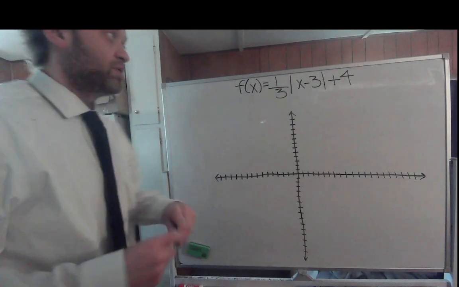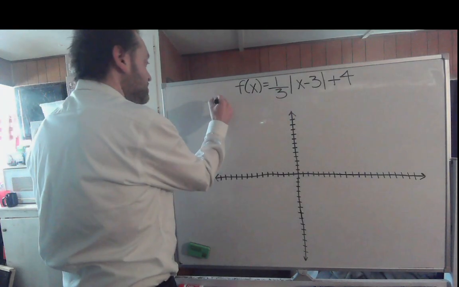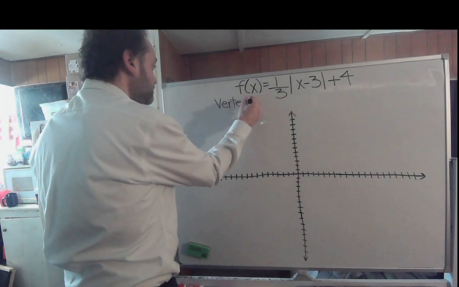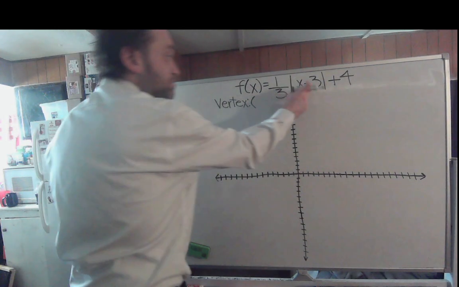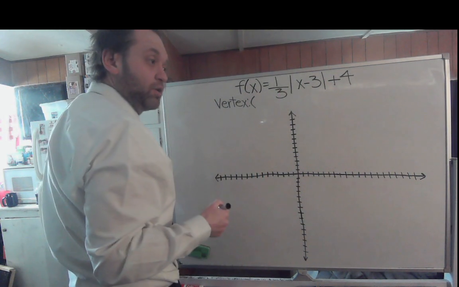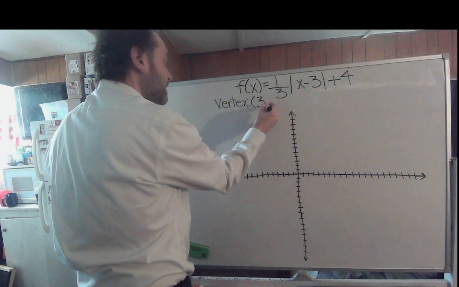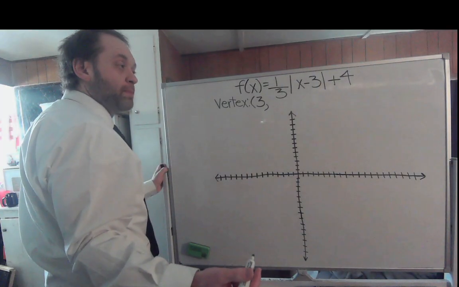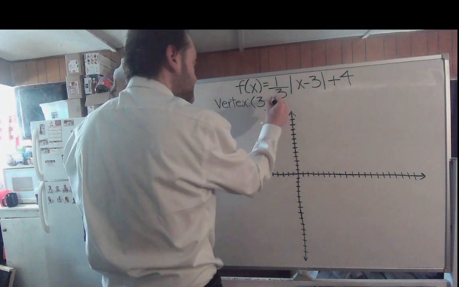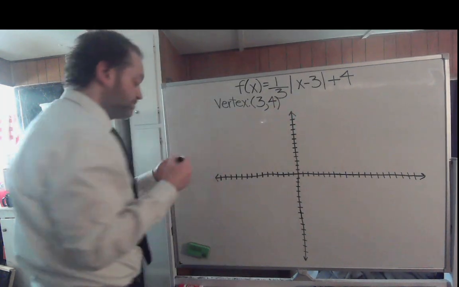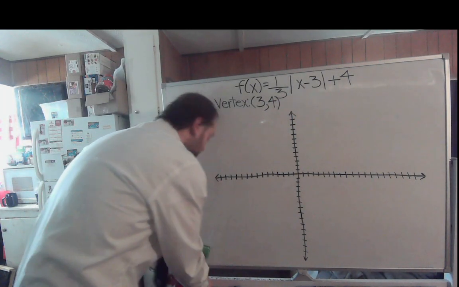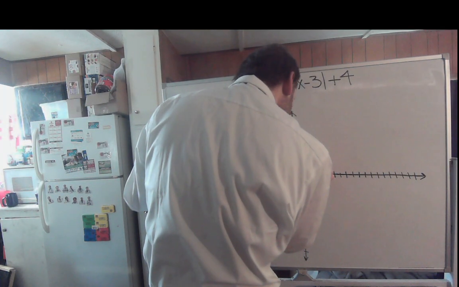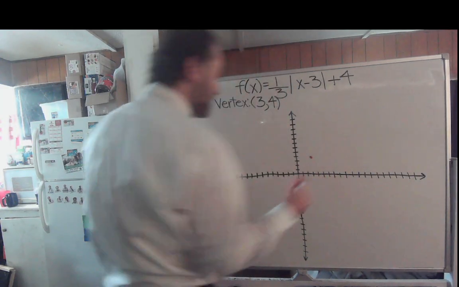Just find your vertex. To find the x-coordinate of the vertex, take your x minus 3, set that equal to 0. You would get an x-coordinate of 3. Then you have this plus 4, your k value of 4. So your vertex will be at the point 3, 4. So let's find 3, 4. That's going to be right there. There's your vertex.